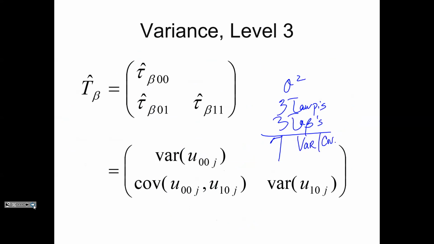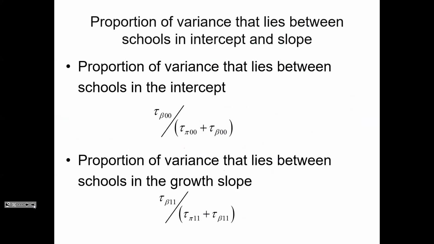So maybe in this case, I just want to know what's the proportion of variance that lies between schools in terms of the intercept? How much of the variance in where kids start, the intercept, is explained by school? That's the proportion of variance that lies between schools on the intercept. So I can do that. I could just take tau beta naught naught and divide it by tau pi naught naught plus tau beta naught naught. I'm not putting sigma squared in there anymore because I'm just saying, of the intercept variance, how much of the intercept variance is explained by school? How much of the intercept variance is explained by cluster?